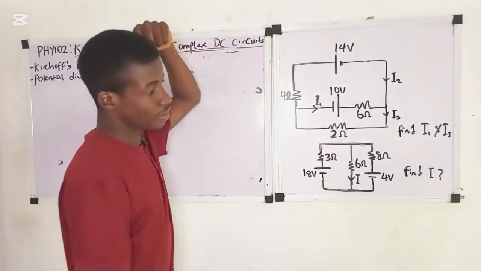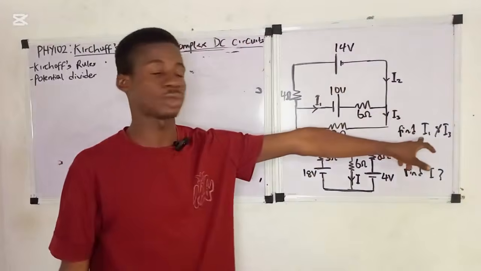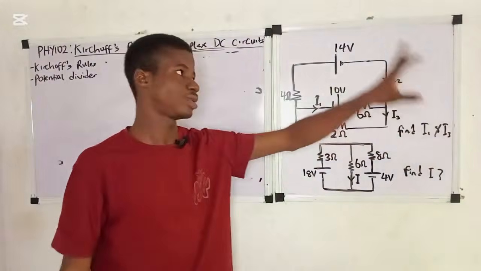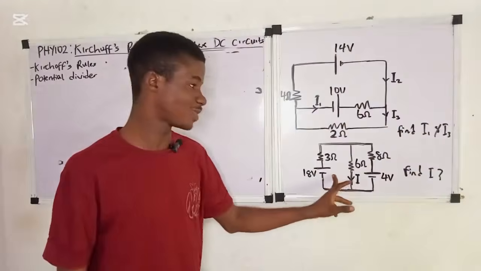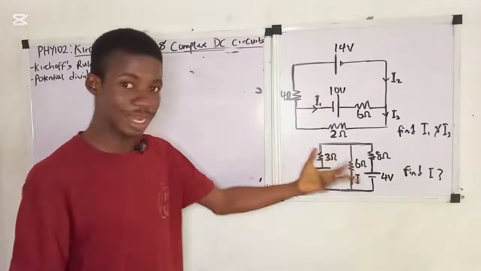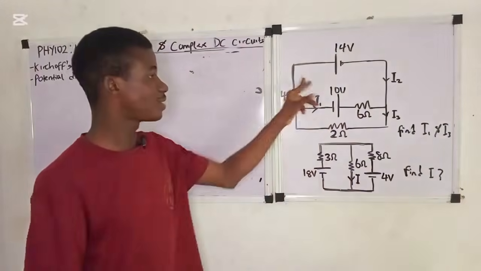Now in this second question, they said find what I1, I2 and I3. So this is Kirchhoff's rule. I'll leave this third question for you guys to solve. So let me just solve this first one.